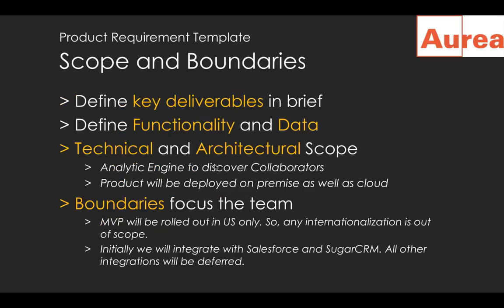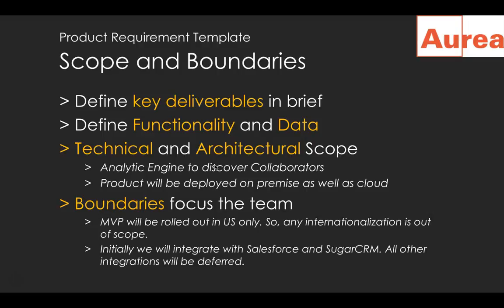Scope and boundaries is the next section. Scope obviously highlights the key deliverables and functionality, also technical and architectural scope as well. Boundaries are important because boundaries essentially tell us where we're going to stop, for example, what not to do or not to get overambitious.